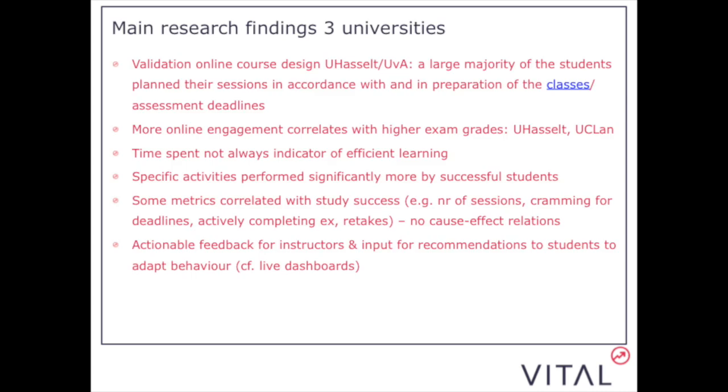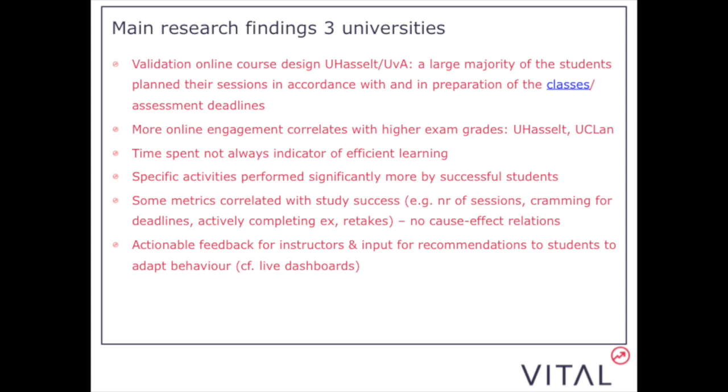So the finding was for Hasselt University and UCLan that more online engagement correlated with higher exam grades. We could not observe this for the UVA course because it's a different kind of course where students with very different basic skills of maths need to get to the same level to continue in their university program. So that means that stronger students will need less activities online, will need less practicing to pass than the weaker students.